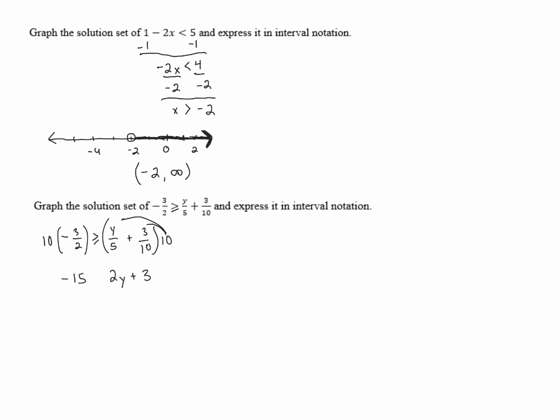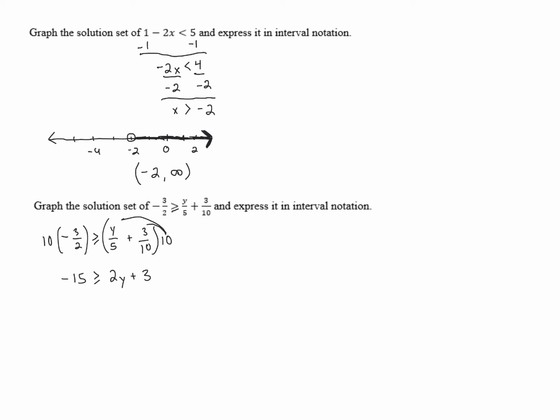Do we need to flip the inequality symbol here when we multiply both sides by 10? No. Since we multiplied both sides by a positive number, we keep the inequality symbol just as it is. If it was a negative number, then we would have had to flip it though. Now we have negative 15 is greater than or equal to 2y plus 3.